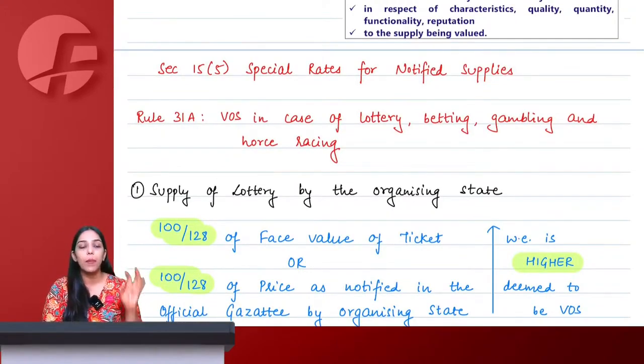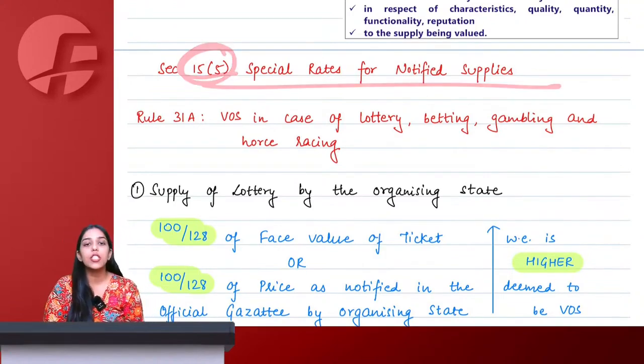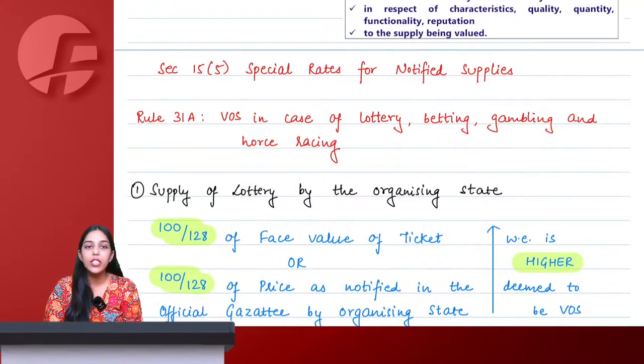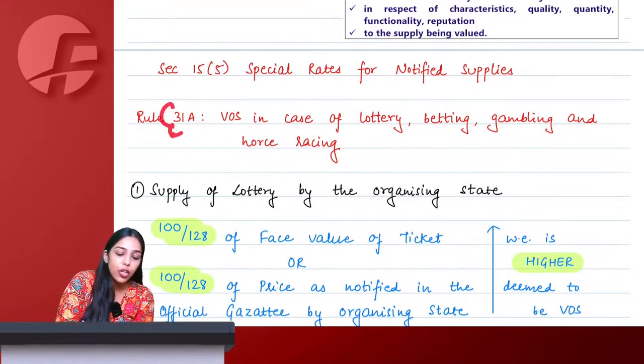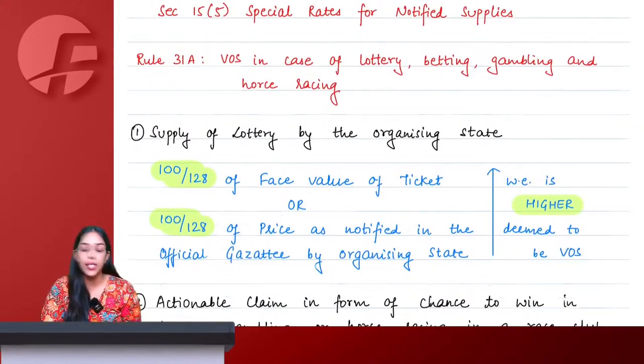Valuation rules starting from 27, 28, 29, 30 and 31. Now section 15.5, which talks about special rates for some special services. So we have some notified services for which special provisions for valuation are applicable. First of all, rule 31A. Rule 31A talks about lottery, betting, gambling, horse racing, etc.